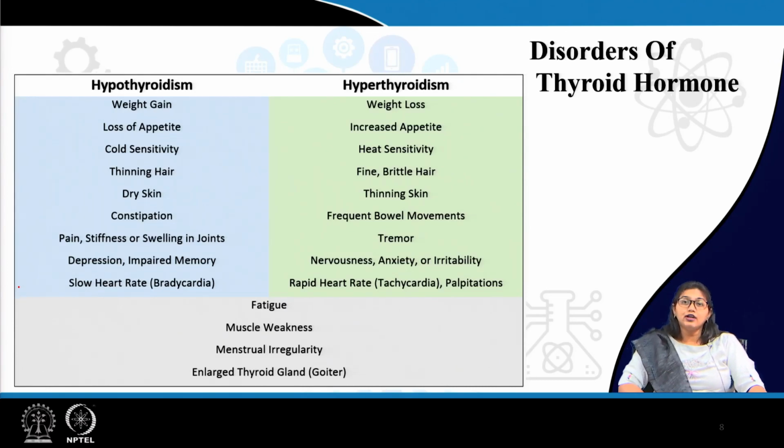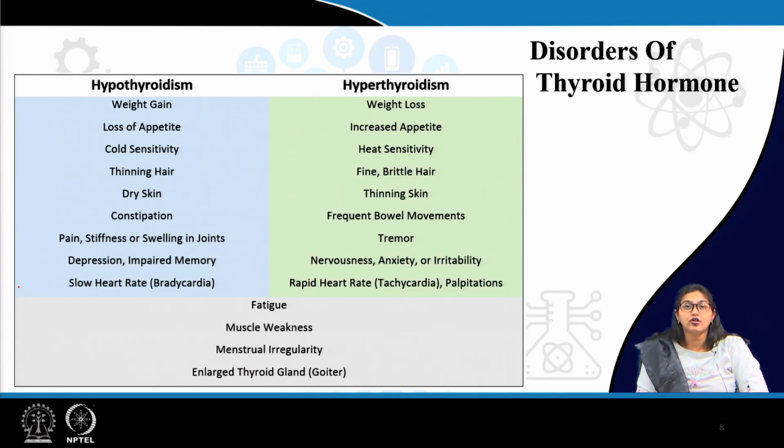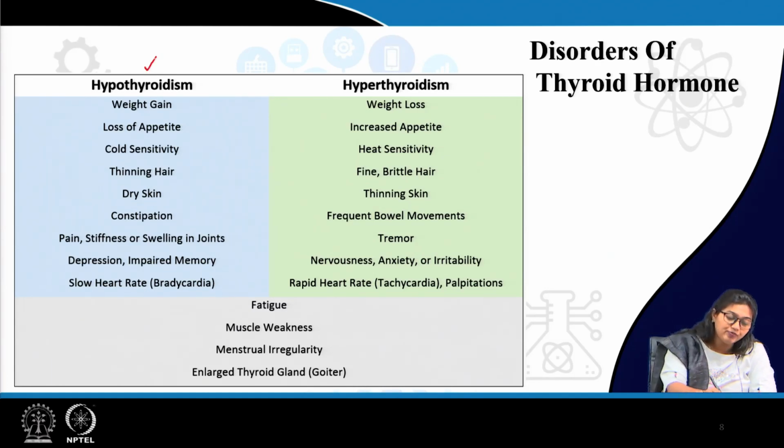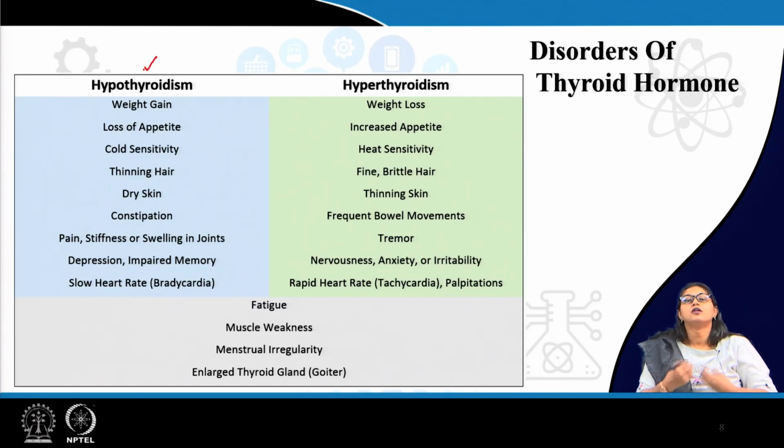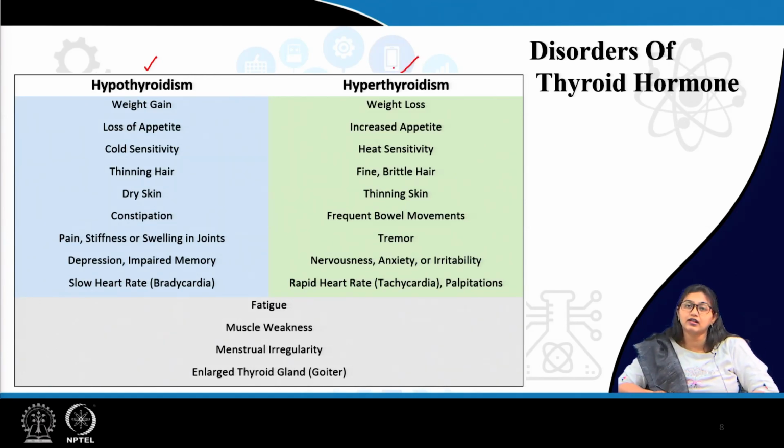Now, thyroid disorders are grossly divided, as I am showing you here, as either high thyroid hormone level or low thyroid hormone level. When the thyroid hormone levels are low, that is known as hypothyroidism. When the thyroid hormone levels are high, that is known as hyperthyroidism.